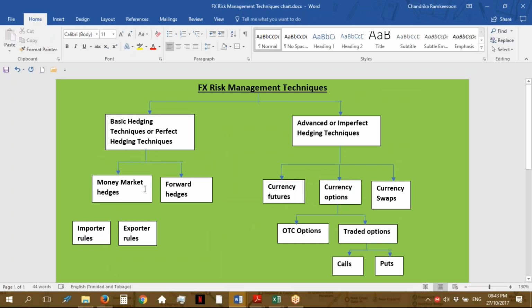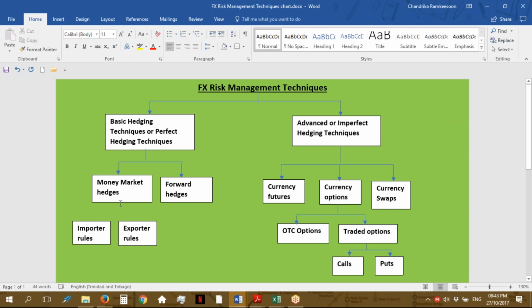These are the ones which you were expected to know about from your F9, but which we'll run through very quickly. Basic hedging techniques, or perfect hedging techniques: money market hedge and forward hedge. Both of them, the way in which the hedge is carried out depends on whether the firm is hedging from the viewpoint of an importer or an exporter.